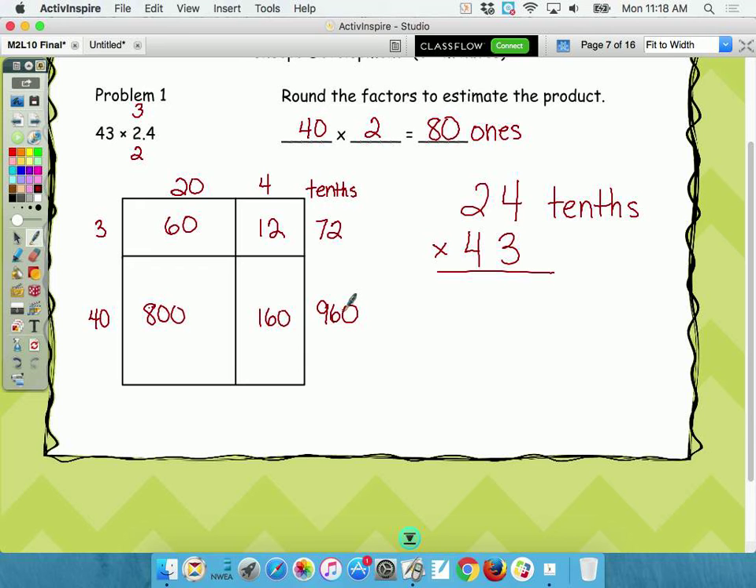Go ahead and stop when you get your partial products finished. You don't have to add those up. Those are only there to help us check the math. Make sure we didn't make a mistake.